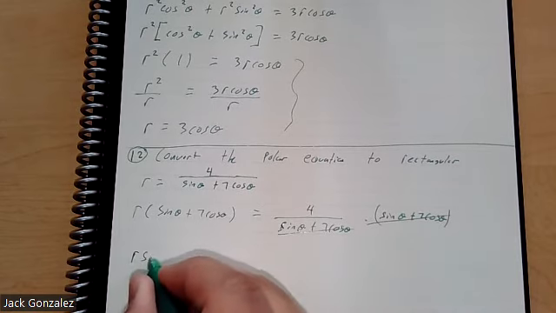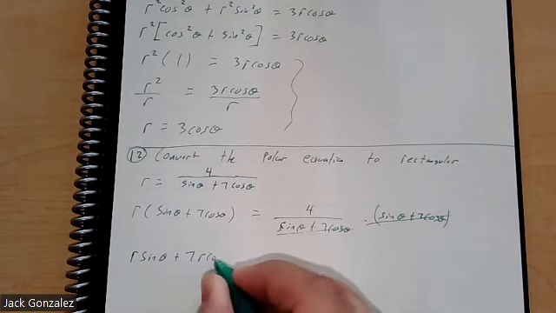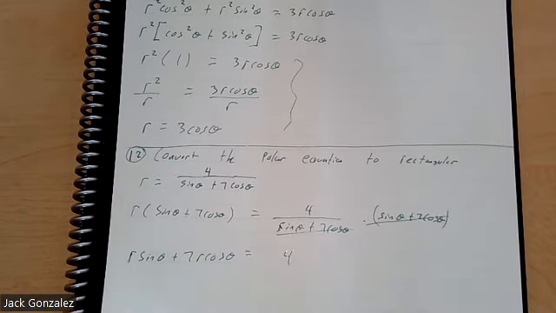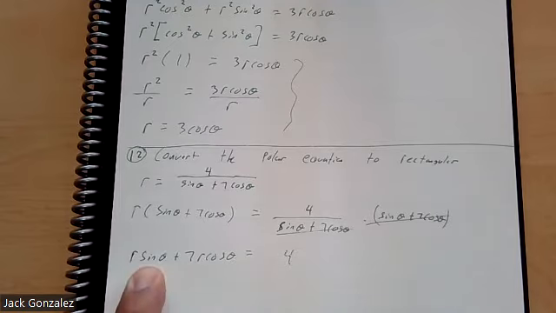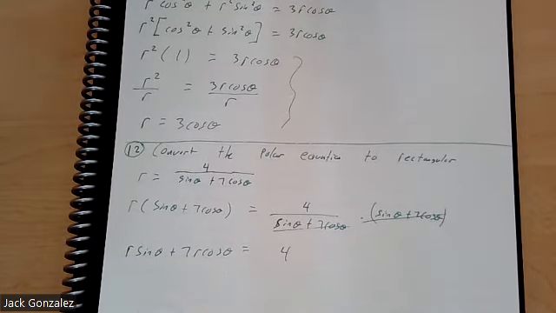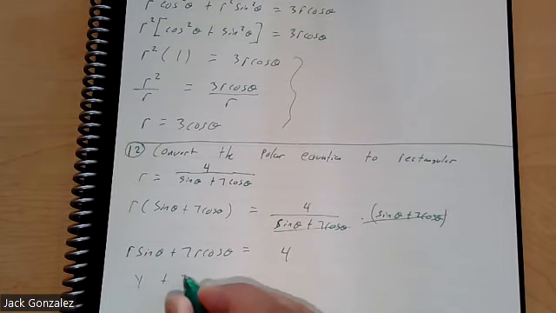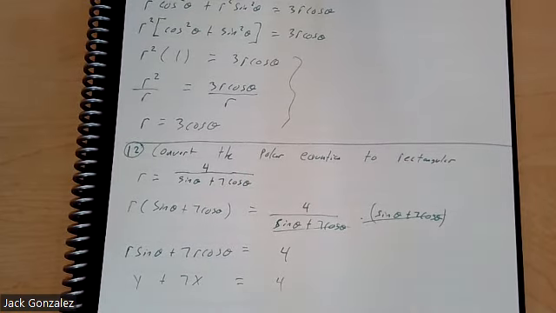So that'll be r sine theta plus 7r cosine theta equal to 4. That step okay? So at this point you should see that this is y and 7x. And that's pretty much it. Are there any questions on number 12?